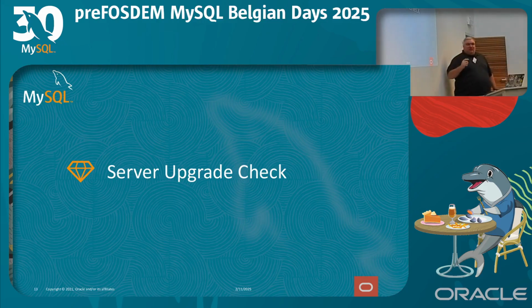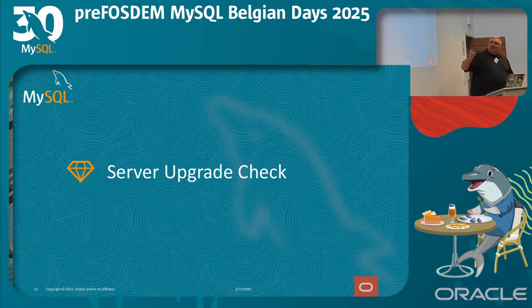The next little gem is server upgrade check. You have a question? Yeah, just how many resources it takes the instance. It's small one, if I remember correctly. So the question was how many resources it uses. It doesn't use as much as the full instance that is actually running.